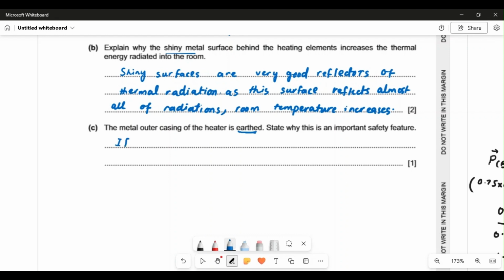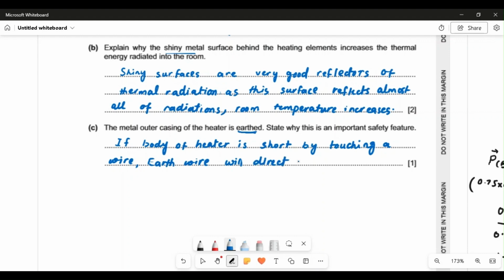If the body of the heater, or you can say the casing of the heater, is short circuited by touching a wire, the earth wire will direct the excess current to the ground, current to earth. So it will not harm.